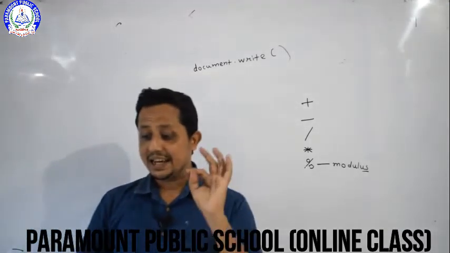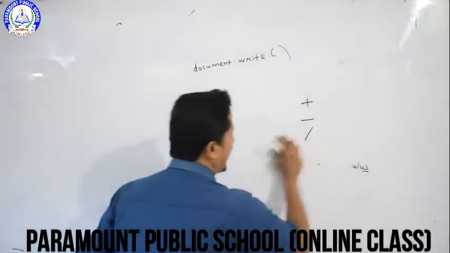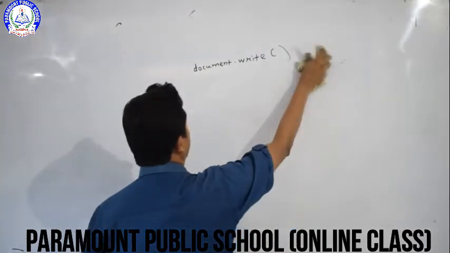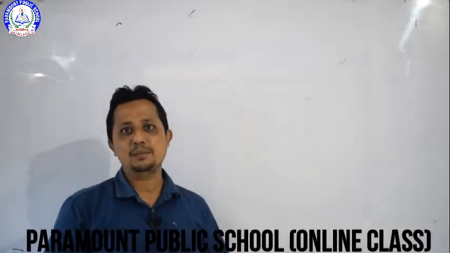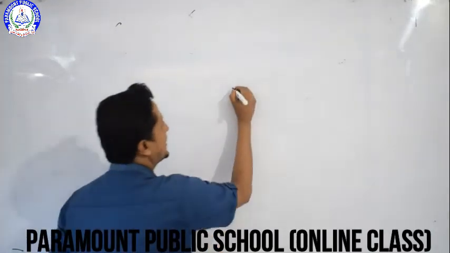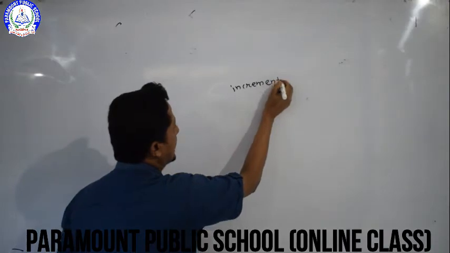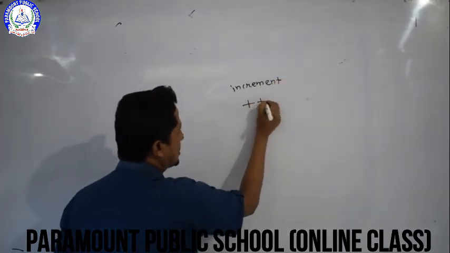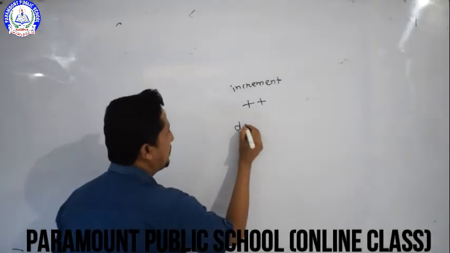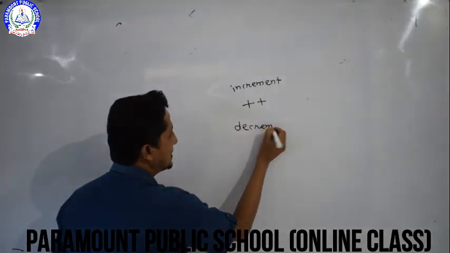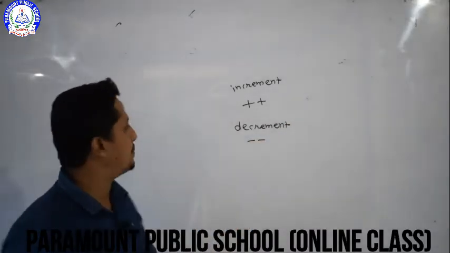Now what is increment and decrement operator in JavaScript? Increment means increase and decrement means decrease. The increment operator is plus plus, and the decrement operator is minus minus. I am just showing an example.